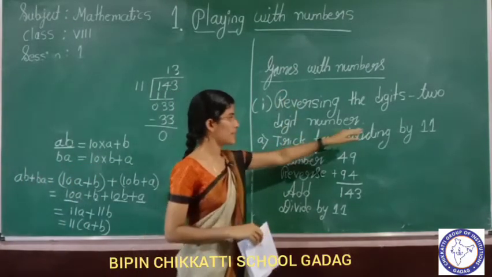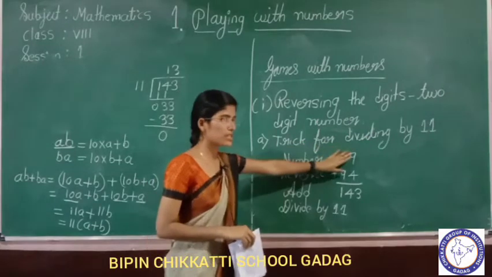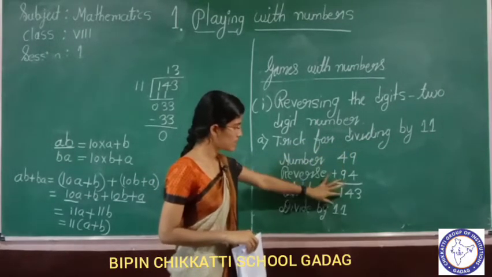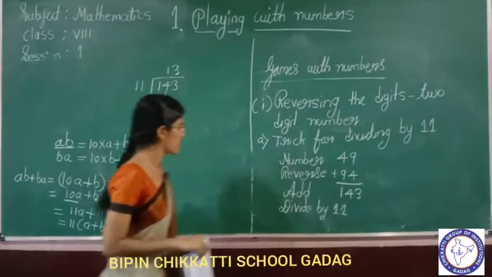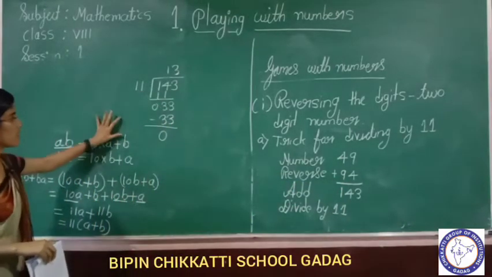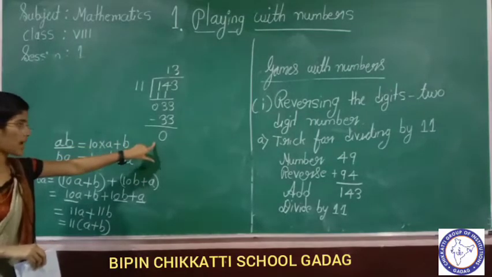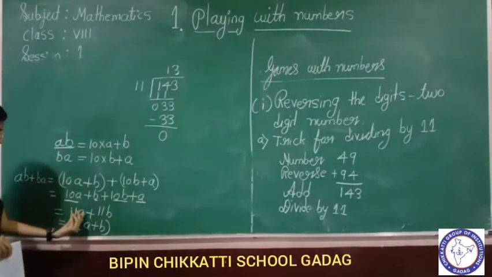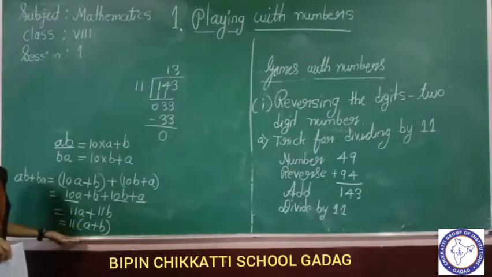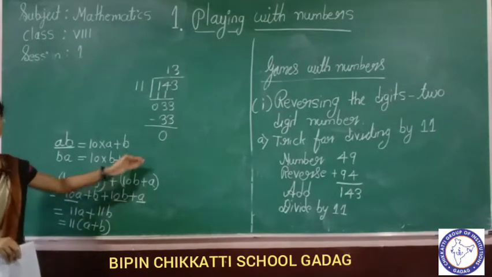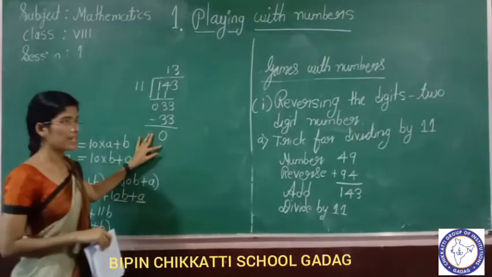Trick for dividing by 11. Take any 2-digit number, reverse the number, add it, divide by 11. The remainder we are getting is 0. What is the trick behind this? Because the sum is going to be a multiple of 11 here. Therefore, definitely we are getting the remainder 0.